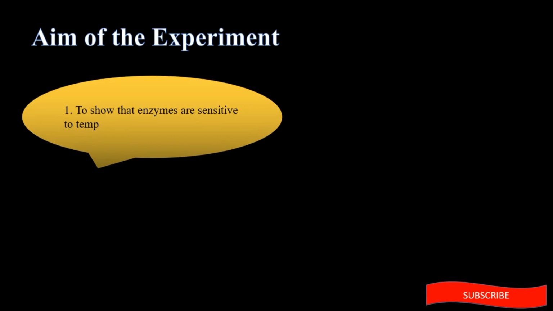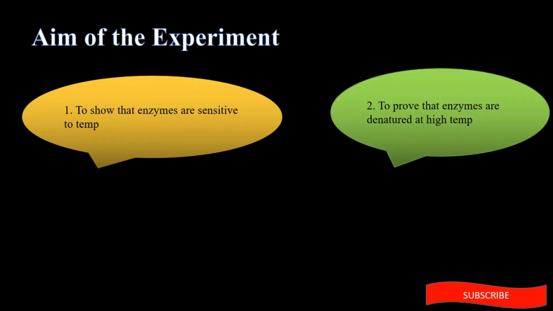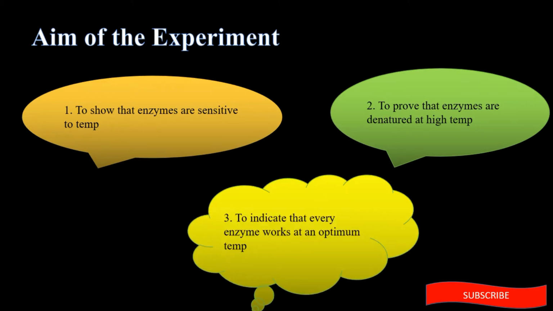Now the aim of this experiment is to show that enzymes are sensitive to temperature. The second aim is to prove that enzymes are denatured when they are subjected to a very high temperature. And lastly, we want to indicate that every enzyme works best when subjected to an optimum temperature. So these are the three objectives that we intend to answer by the end of this lesson.